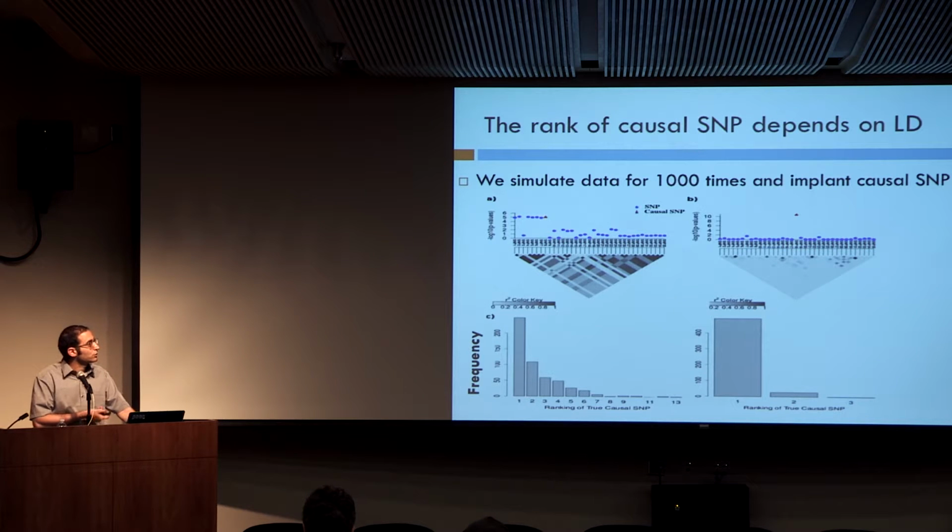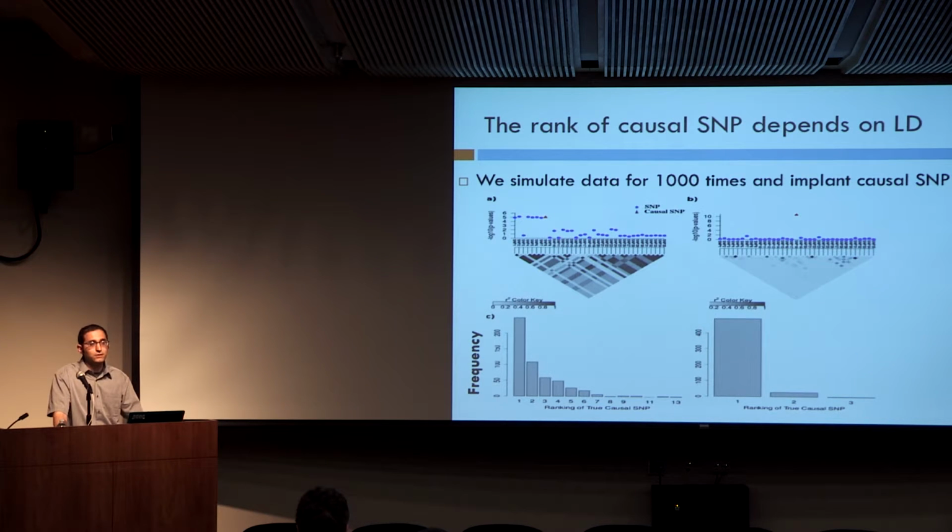So we did a simulation. We picked two regions. In one, the LD is very simple. In the other, the LD is more complicated. And we try to implant one SNP to be causal, and we look at the rank of the causal SNP. So the histogram shows the rank of the true causal variant. You can see that when the LD is simple, the majority of the time, the causal variant is rank 1. However, when the LD becomes more complicated, this is not necessarily true. A significant fraction of the time, the causal variant is not ranked 1.